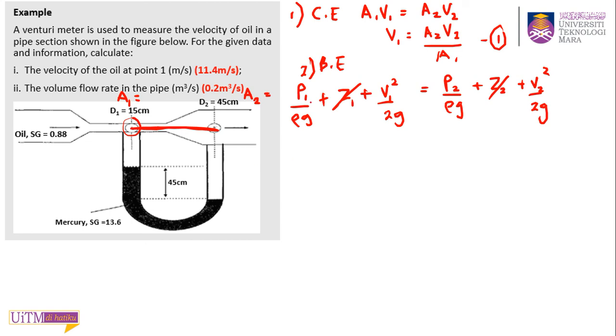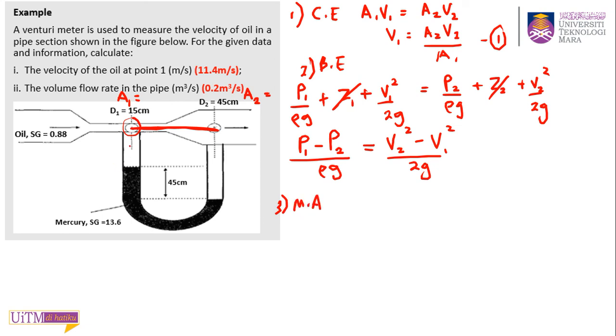Okay, so you can write your Bernoulli equation in terms of the pressure difference on one side, P1 minus P2 over rho G, and this is equal to, bringing your velocity to the other side, V2 squared minus V1 squared over 2G. Okay, so we can call this the second equation. Alright, and the third step is your manometer analysis.